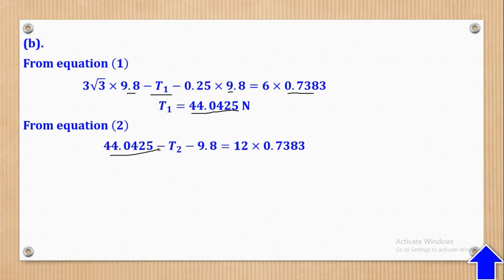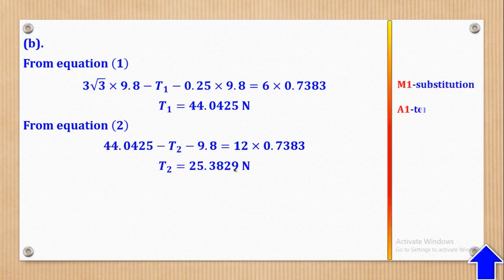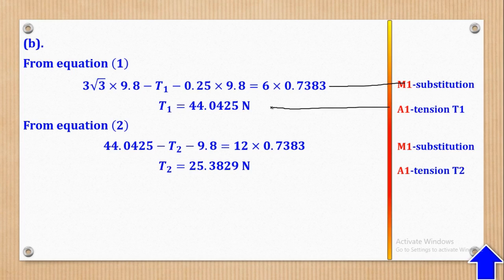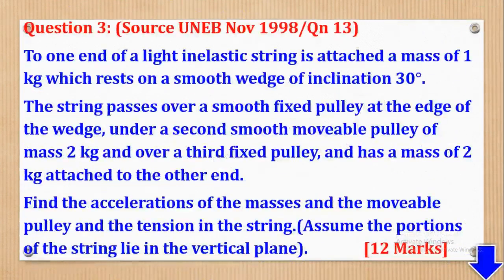So this is T1, I've substituted for T1, I substituted for G and for A, so I have only T2 as the only unknown. Therefore, when I make T2 the subject, I'll come up with T2 being equal to 25.3829 newtons. So basically, that's what they wanted. Now let's see how marks can be awarded. So M1 for the substitution, A1 for output, M1 for substitution, A1 for output. So that was question 2.